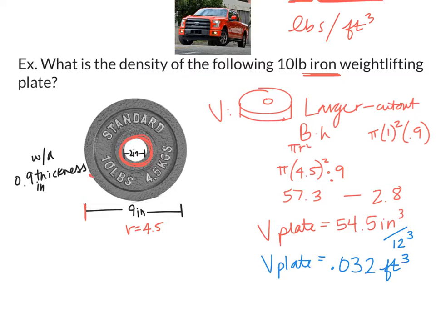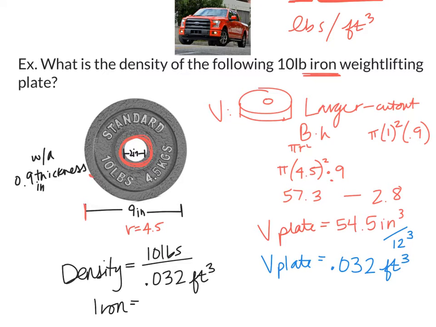So when we go to find density, remember we said density was pounds per cubic foot. I'm going to calculate this as density. They give us the pounds, that's 10 pounds per, which means divide by the number of feet, 0.032 feet to the third. If I do that division, I get that the density of iron, because these plates are made of iron, is 312.5 pounds per foot cubed.